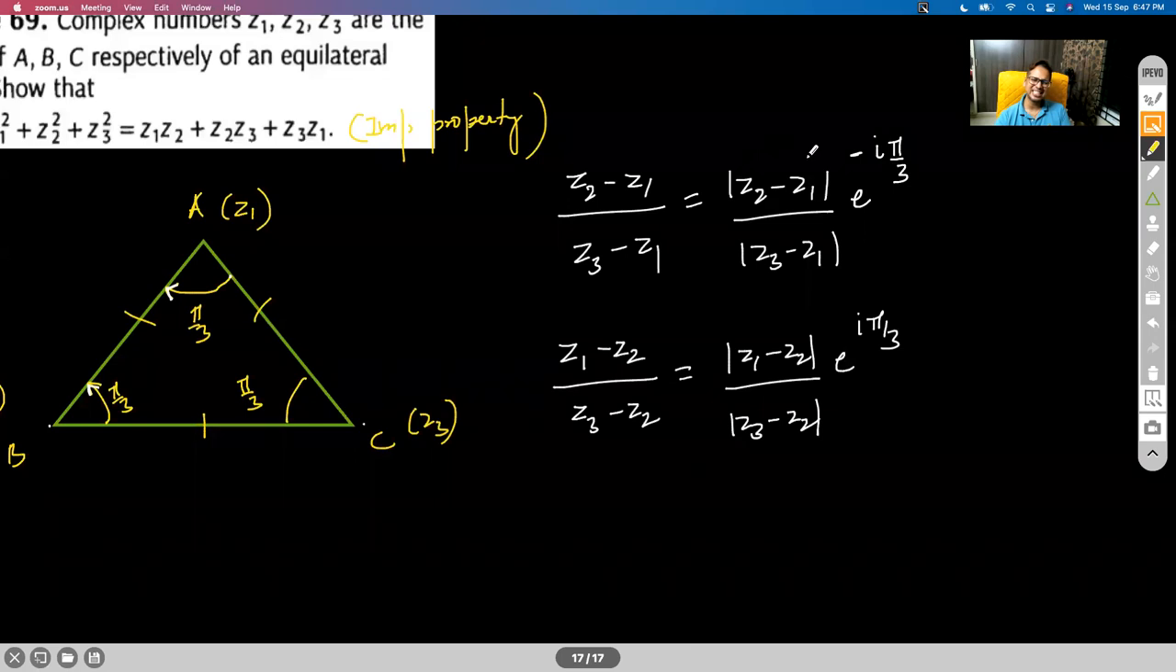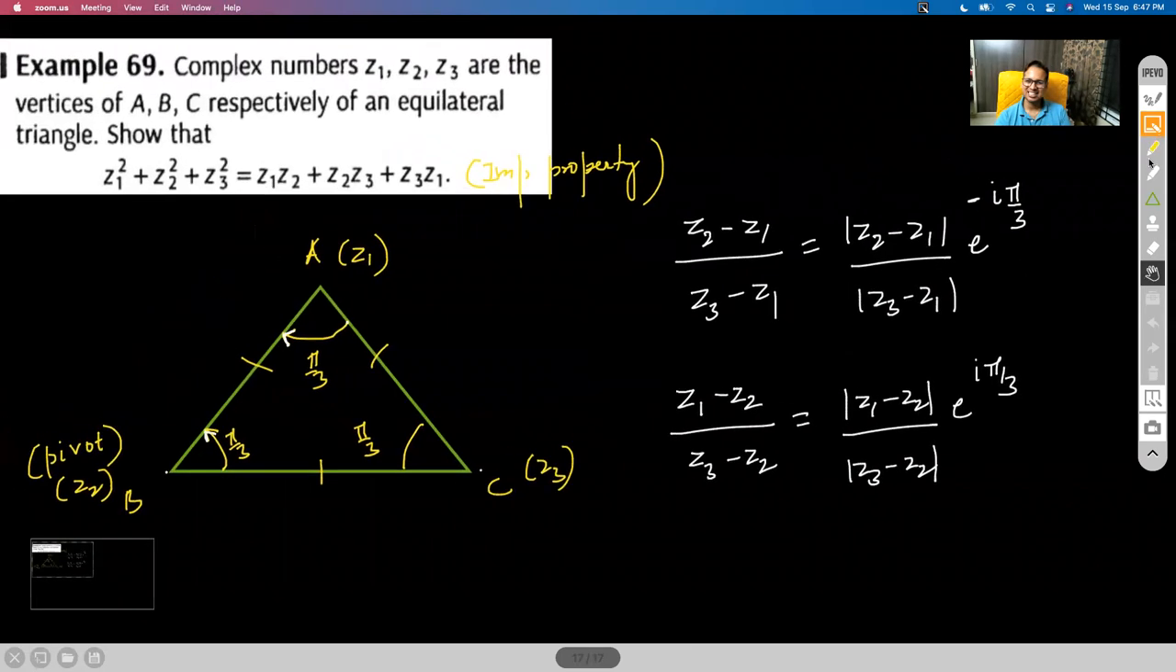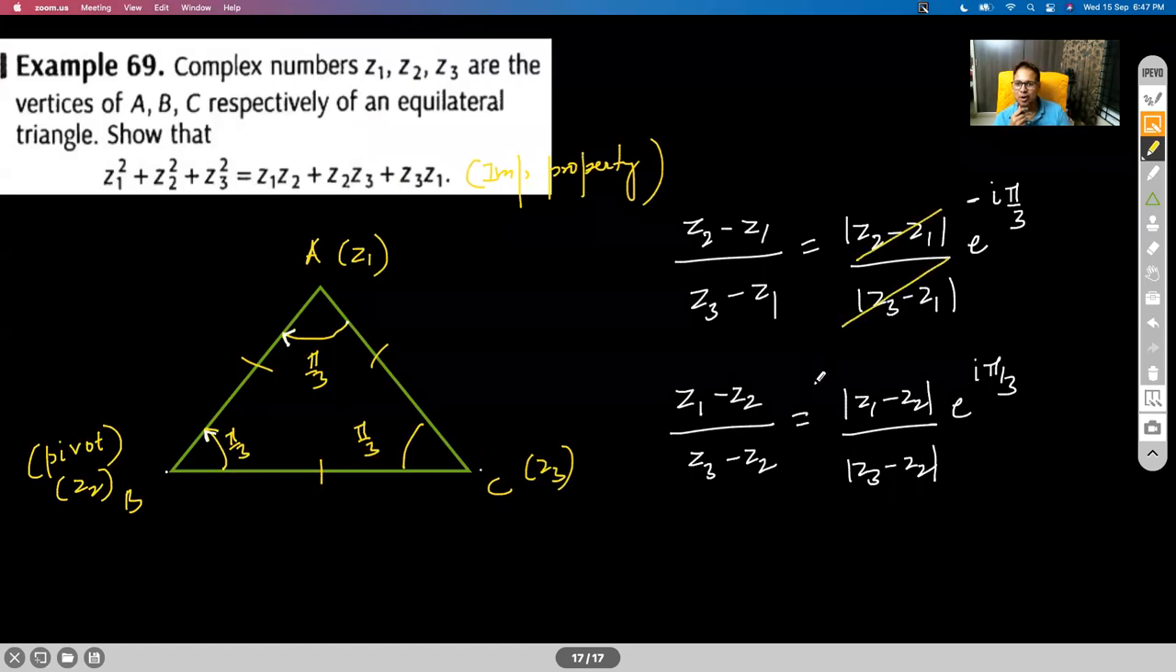First of all, do you realize that this modulus and this modulus will be equal? Can I cancel this off? You say, sir, how are they equal? See, what does mod Z2 minus Z1 represent? It represents the distance between Z2 and Z1. And what does mod Z3 minus Z1 represent? It represents the distance between Z3 and Z1. Aren't they equal? Because this is an equilateral triangle. Correct? Similarly, this will also be cancelled off.